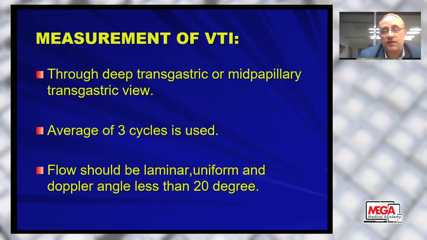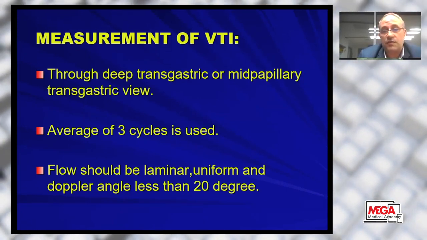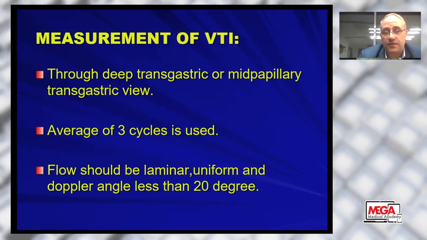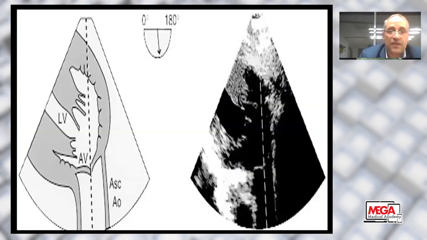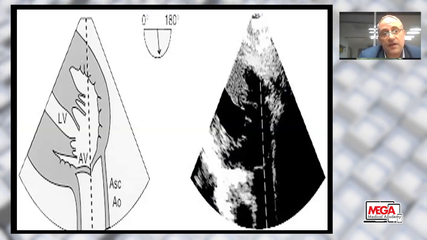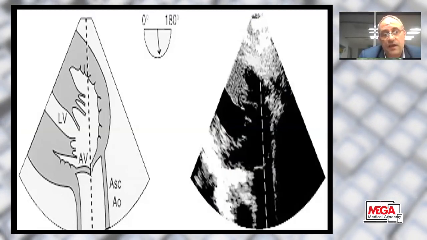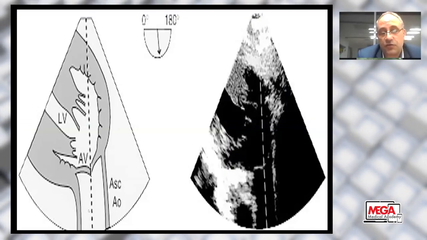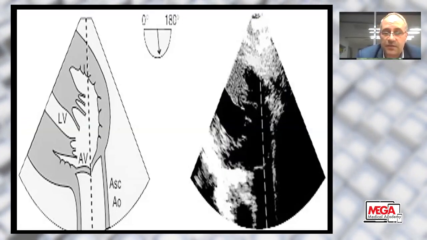Then I want the VTI. VTI is suitable through the deep transgastric or mid-papillary transgastric view. I take the average of 3 cycles. Flow should be laminar, uniform, and Doppler angle less than 20 degrees, as we discussed. Why the deep transgastric especially, or the transgastric mid-papillary? Because the blood flow across the aortic valve will be parallel to the Doppler beam, and this gives special importance to the deep transgastric view and the transgastric mid-papillary view.